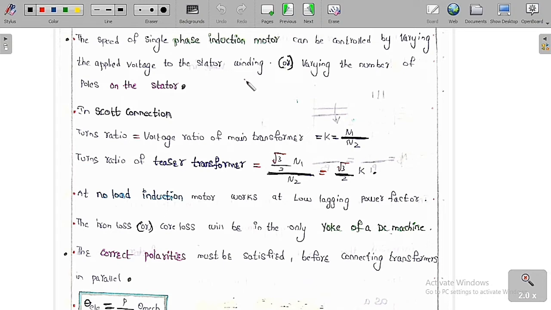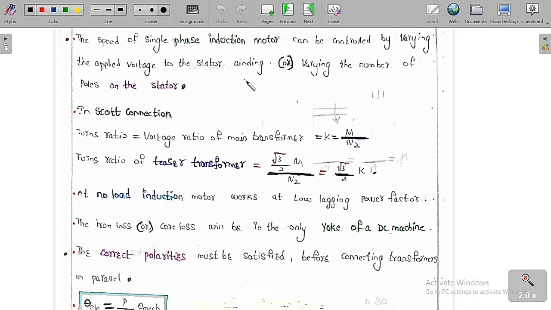Either by varying the applied voltage to the stator winding or varying the number of poles on the stator, we can control the speed of the single phase induction motor. So the speed of a single phase induction motor can be controlled by varying the applied voltage to the stator winding or by varying the number of poles on the stator.